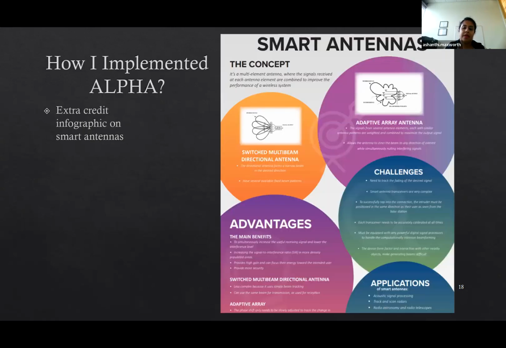And there's another one. For extra credit, I wanted them to create an infographic. It's extra credit, so not everybody did it, but this is the best infographic I got, on the smart antenna design. Just to keep things interesting, I gave different types of assessments over the semester.